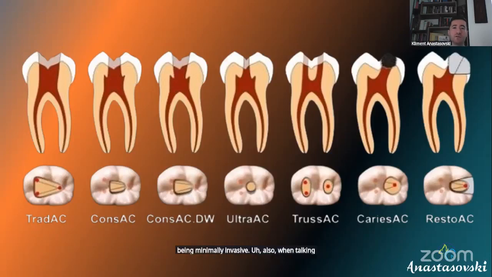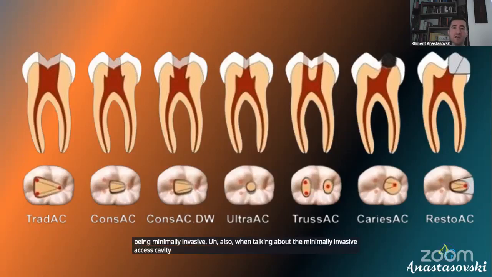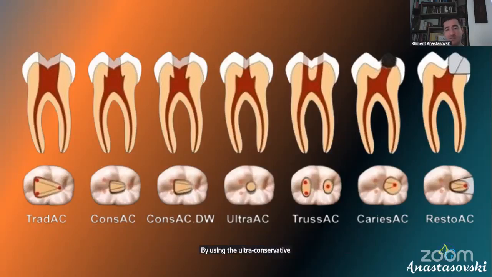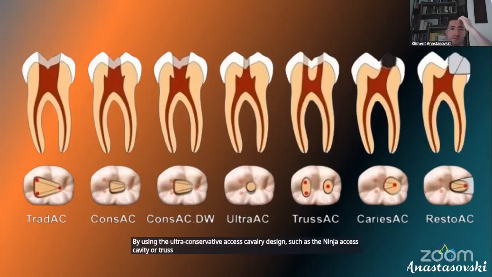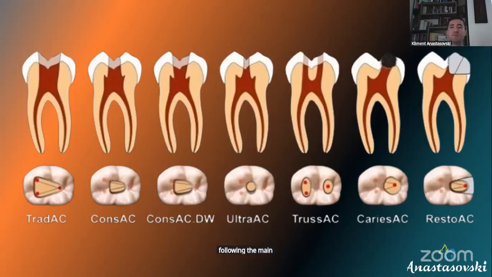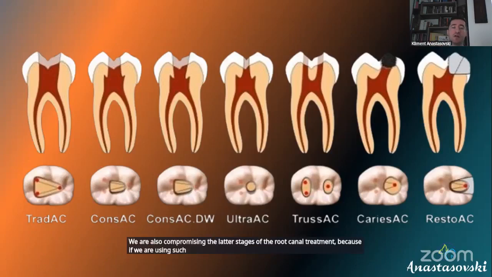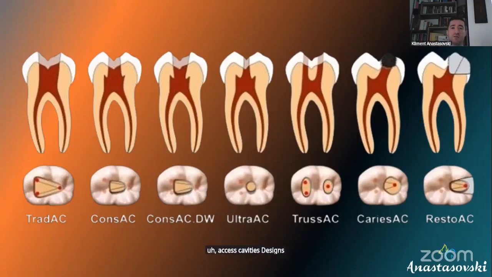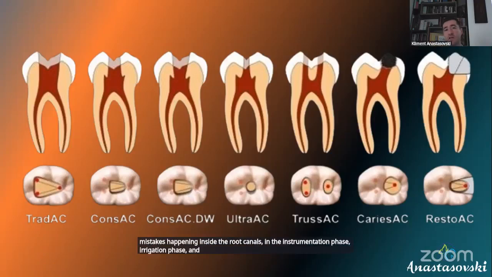Also, when talking about the minimally invasive access cavity design, in my opinion, and in some studies, they have concluded that by using the ultra-conservative access cavity design, such as the ninja access cavity or truss access cavity design, we are following the main objective of minimally invasive endodontics, but we are also compromising the latter stages of the root canal treatment, because if we are using such minimal access cavity designs, the risk of iatrogenic mistakes happening inside the root canals in the instrumentation phase, irrigation phase, and obturation is higher.